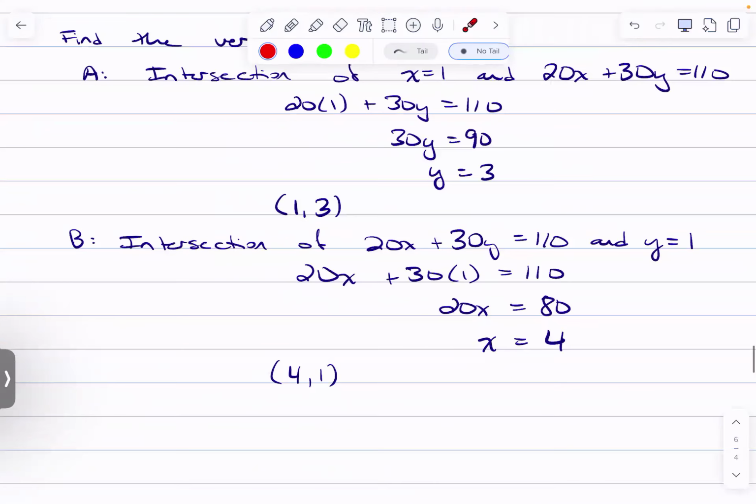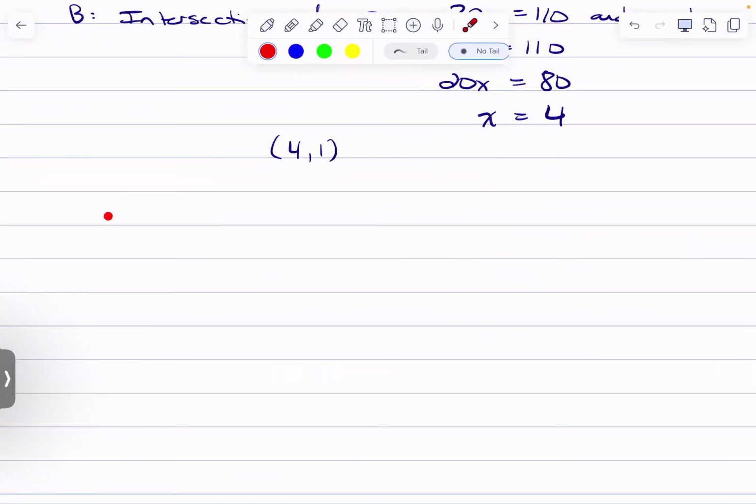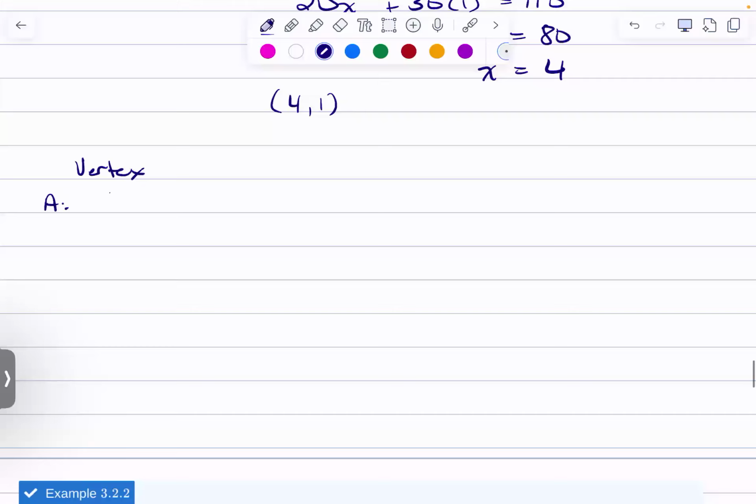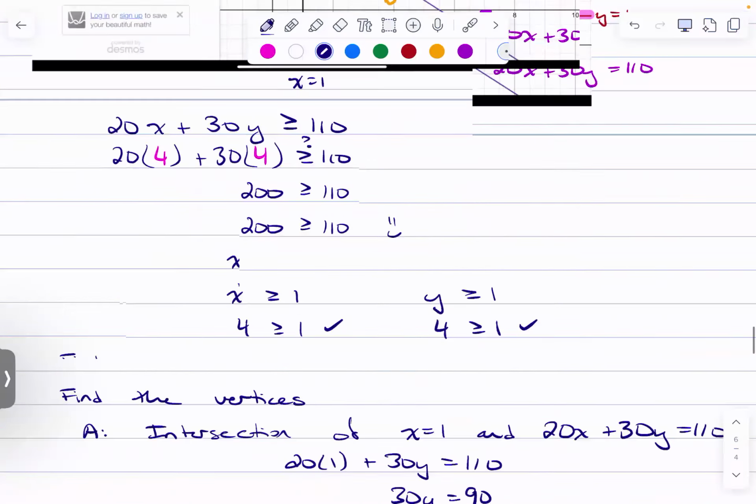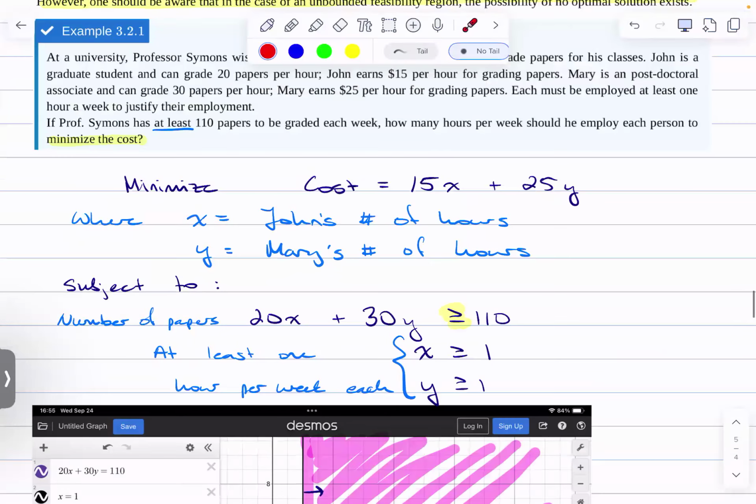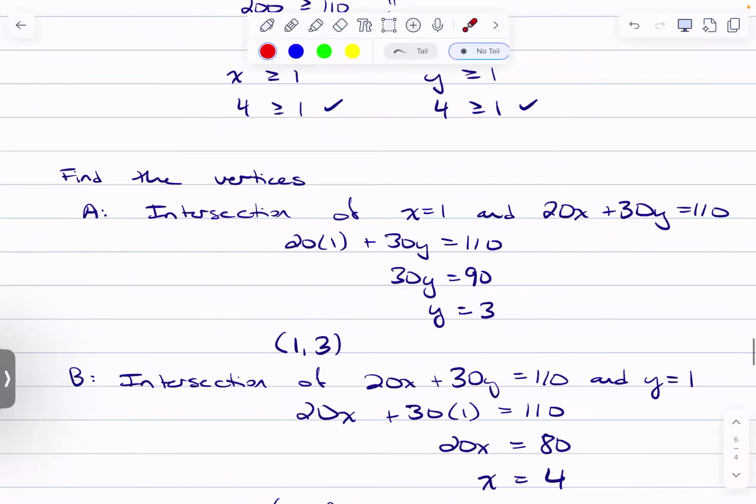Now we're ready to evaluate the objective function at these two vertices. And so the vertex for A was at 1, 3. And for B was at 4, 1. And I wanted to minimize the cost, which is 15x plus 25y.